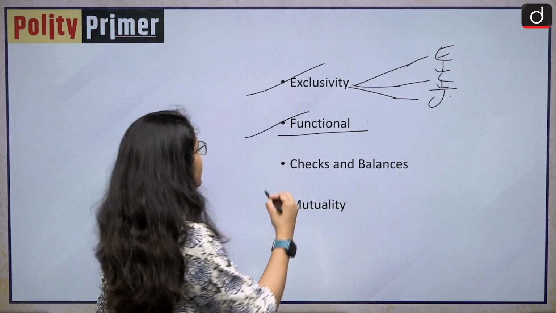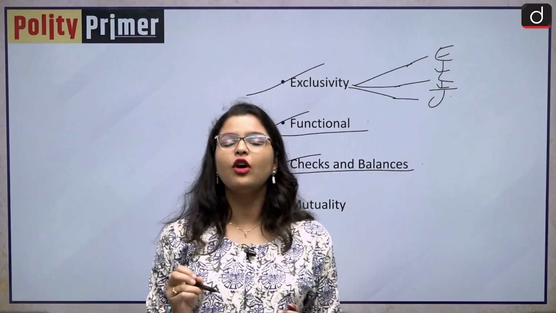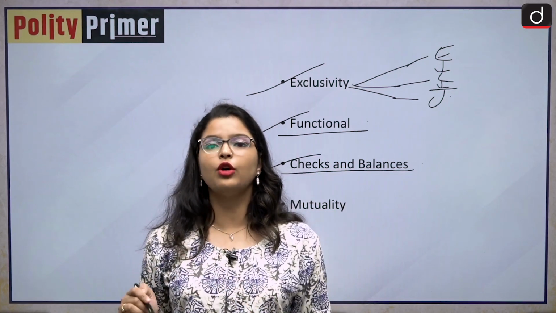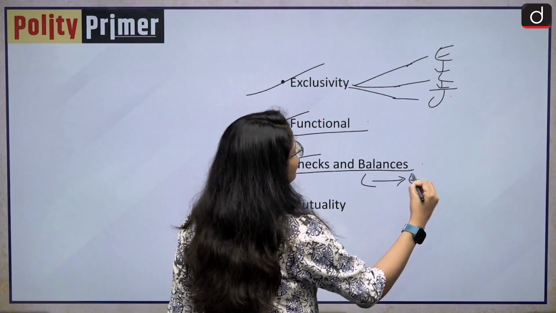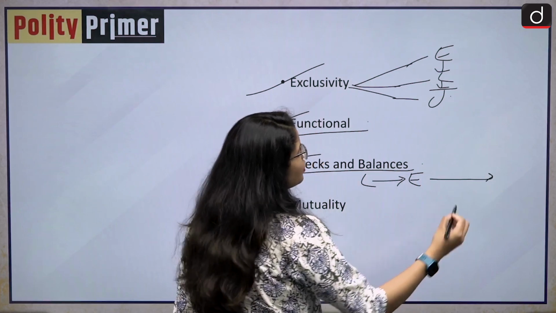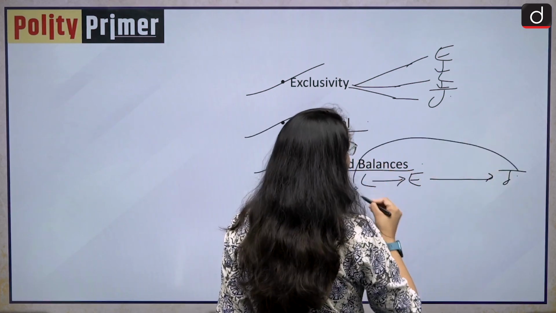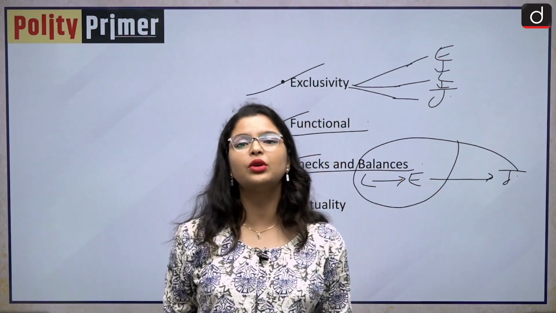Then comes the principle of checks and balances. It states that every organ will maintain a check and balance on the other organs of the government. For example, the legislature maintains checks and balances on the executive, and the executive maintains checks and balances on the judiciary, and the judiciary maintains checks and balances on both the legislature and the executive actions.